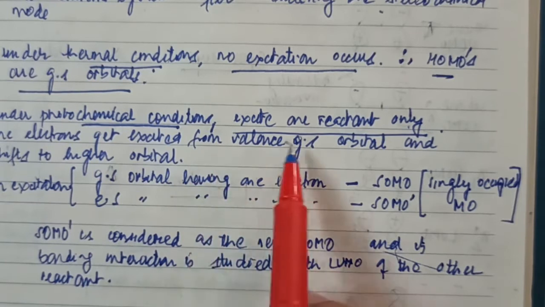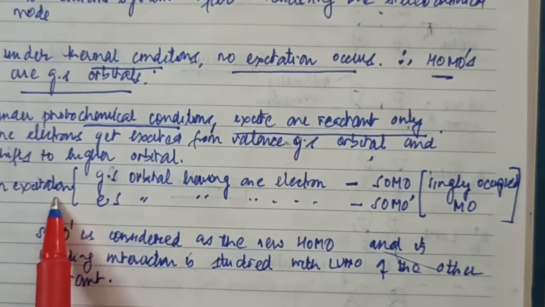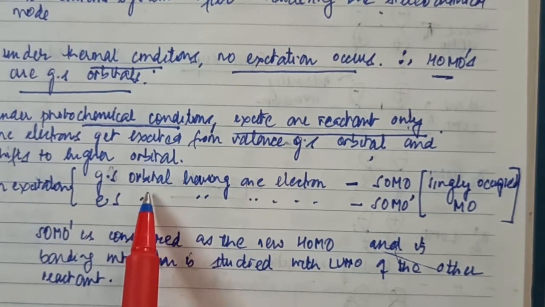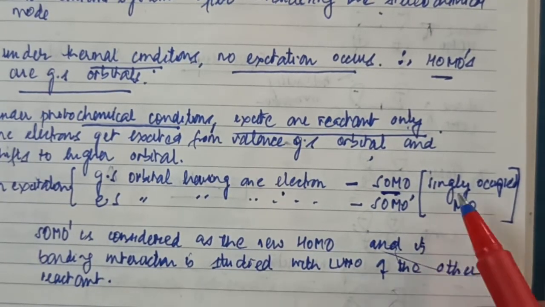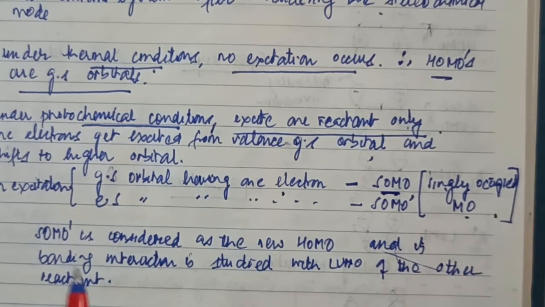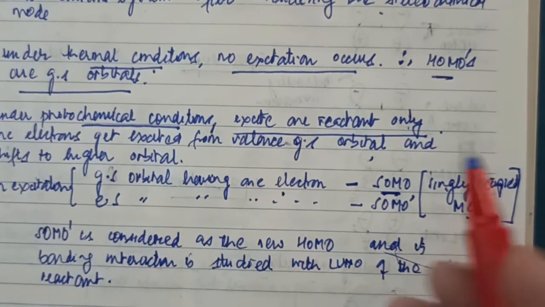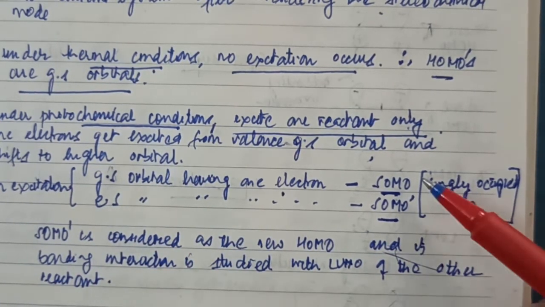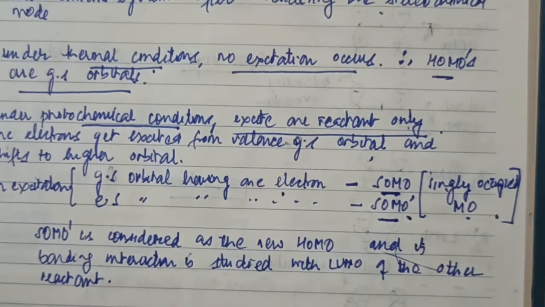The electrons get excited from the valence ground state orbital and shift to the higher orbital, obviously. Now upon excitation, the ground state orbital from where the electron has been excited now contains one electron, and we give the SOMO terminology to this. SOMO means singly occupied molecular orbital. And the excited state orbital, which was earlier vacant and now gets one electron upon excitation, is called SOMO dash. So both the orbitals, SOMO and SOMO dash, correspond to singly occupied molecular orbitals. One is at a lower value of energy, from which the electron got excited. The other was initially vacant and now one electron, after excitation, has reached this molecular orbital.